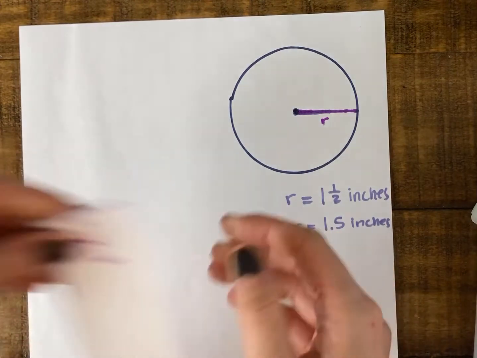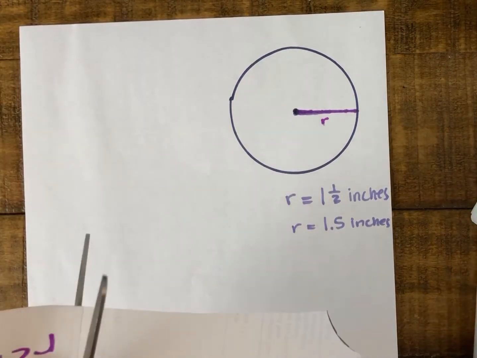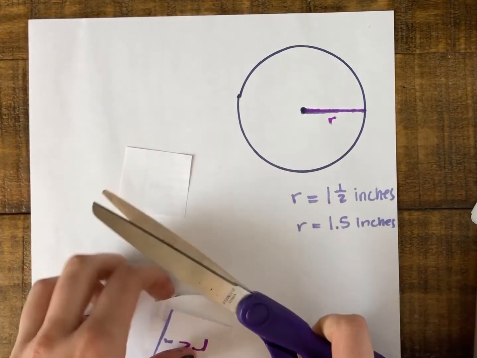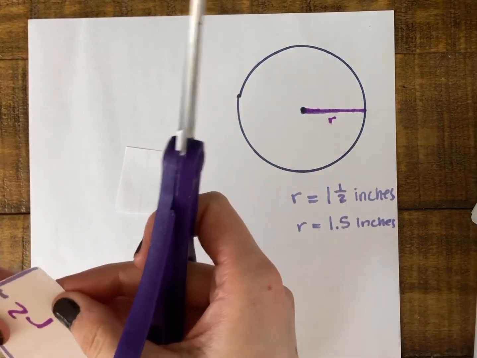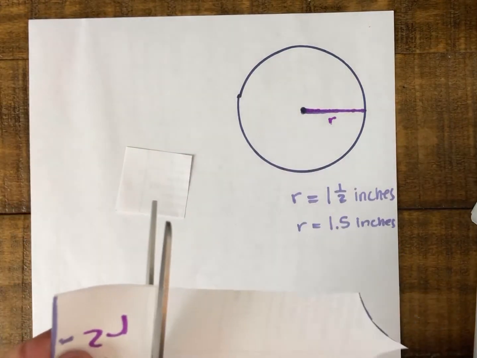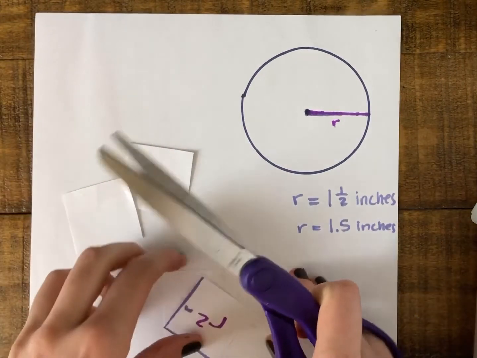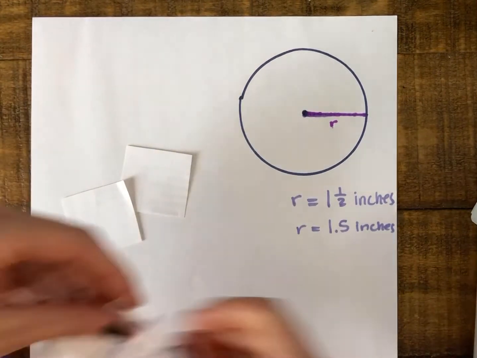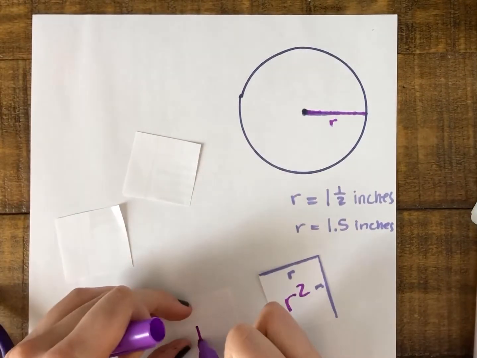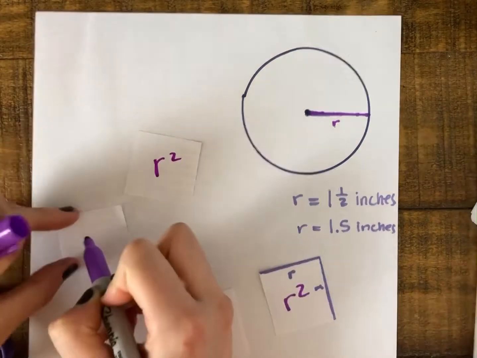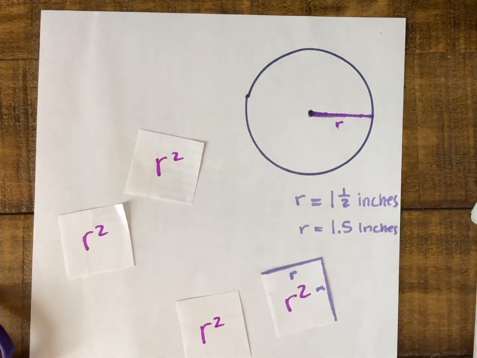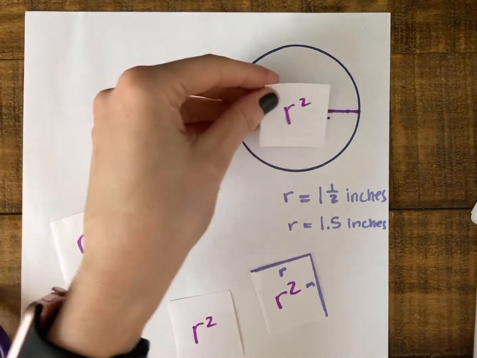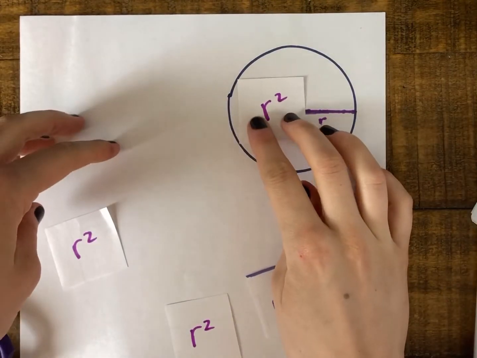While you were away, I've been busy here making extra copies of my radius squared. Just copying it over. You can either trace it onto a piece of paper and cut it out, or, see here, I've just allowed myself to make some copies of it. And I'm going to see how many of these radius squareds are going to fit inside of my circle. So definitely a whole one's going to fit inside of here.